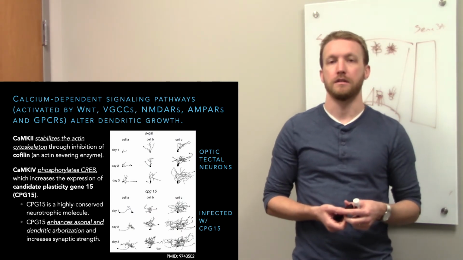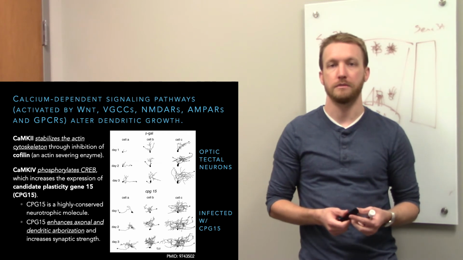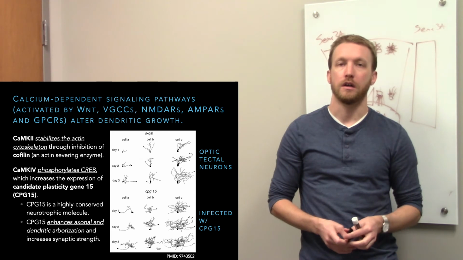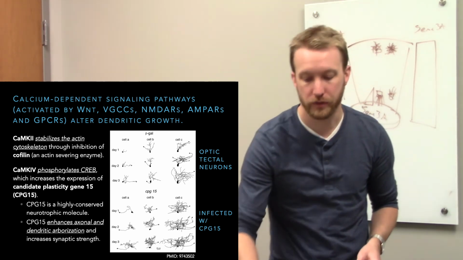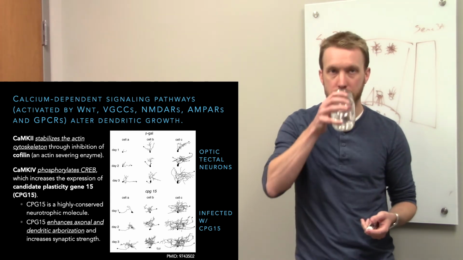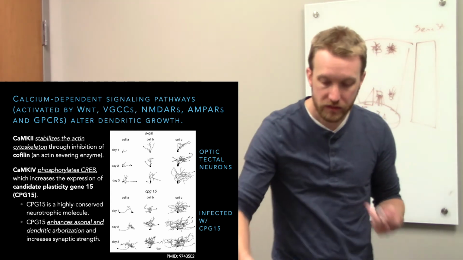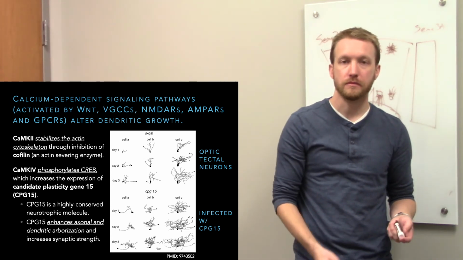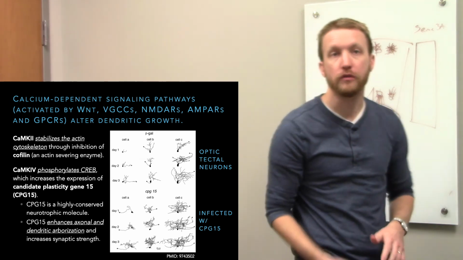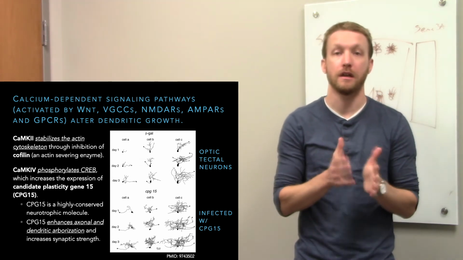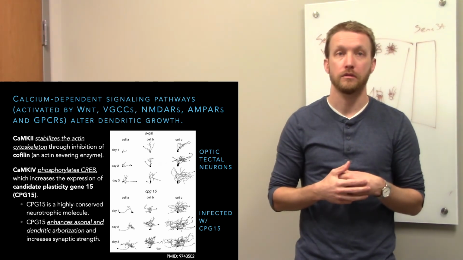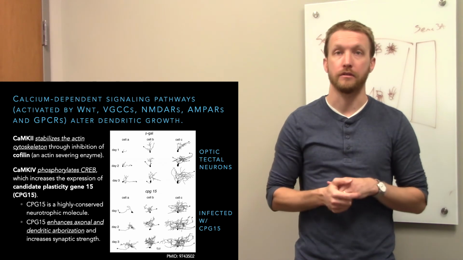Calcium-dependent signaling is of course going to affect dendritic growth. Calcium is still a secondary messenger. So when neurons are active, that's going to help promote the formation of more complex dendritic arbors. There's a couple of different calcium-dependent kinases that are going to promote this. CaM kinase 2, for example, is going to promote actin growth by inhibiting cofilin. Cofilin is an enzyme that cuts up actin. So by inhibiting an inhibitor of actin growth, CaM kinase 2 promotes actin growth.